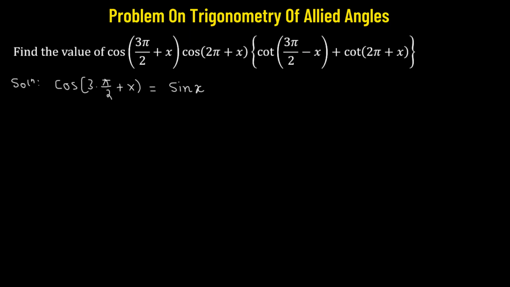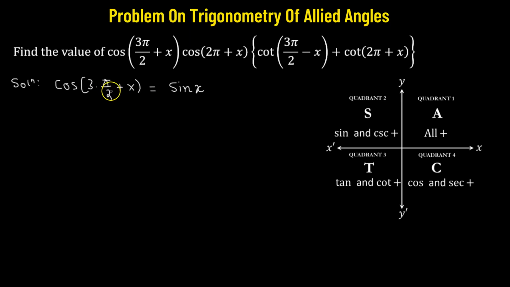So let's do that. Now 3 times pi over 2 means we are in the first, second, third. We always start from the first quadrant and go in the anti-clockwise fashion. So 3 pi over 2 lands us in the third quadrant. But we are also adding an angle x to it, which means it is going to take us to the fourth quadrant. Now in the fourth quadrant, cosine and secant functions are positive. Since we are working with the cosine function, its value is going to be positive. So that means cosine of 3 pi over 2 plus x is equivalent to sine x. Fine, so let's keep it aside.